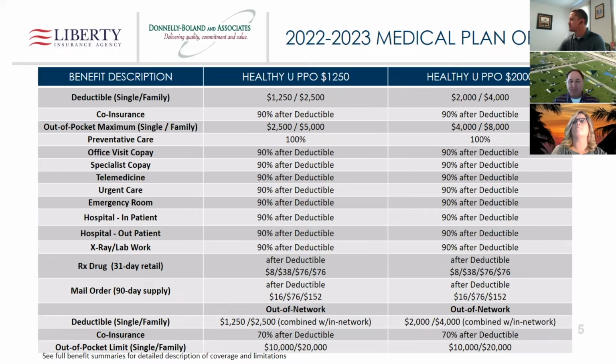Your out-of-pocket maximum for a single for the 1250 plan is $2,500. So you have a $1,250 deductible, and then you would owe an additional 10% of eligible charges up to an additional $1,250, where your total out-of-pocket is $2,500. So a very rich plan. A very rich plan for sure. If you look to the right, the Healthy You 2000, $2,000 deductible, 90% after deductible, which means you pay 10%. You pay 10% up to a total of $4,000 out of pocket.